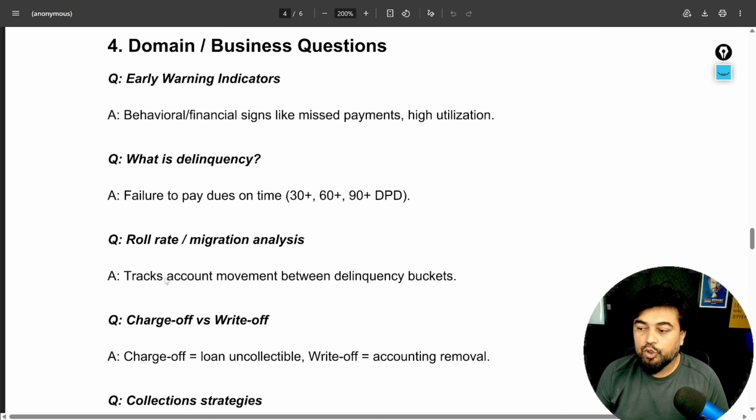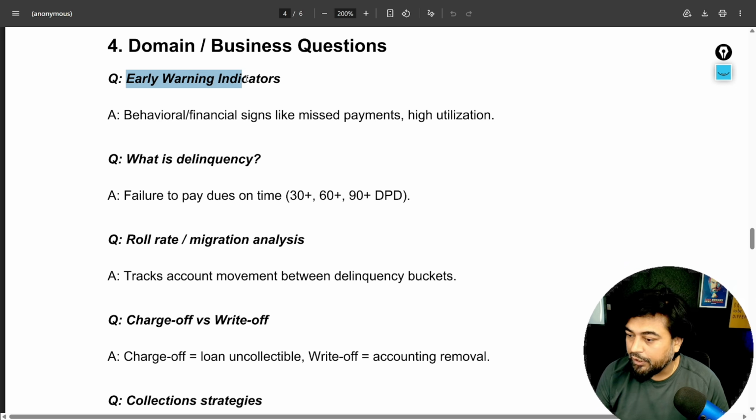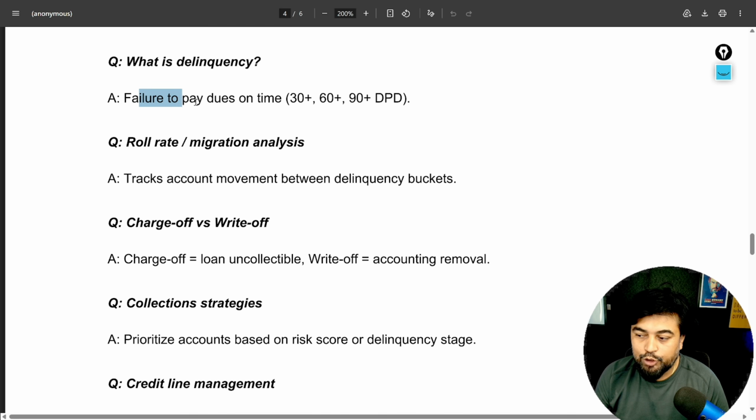Now let's move on to domain versus business questions. So early warning indicators. What does that mean? Bank always sets early warning indicators for whether the customer may default in the future. So that's called predictive modeling. Okay. So behavior and financial signs like payments, high utilization, all of those columns are very much popular. Okay. Then what is delinquency? As I said, failure to pay the dues: 30 plus DPD, 60, 90. After 90 days DPD, the customer is in default.